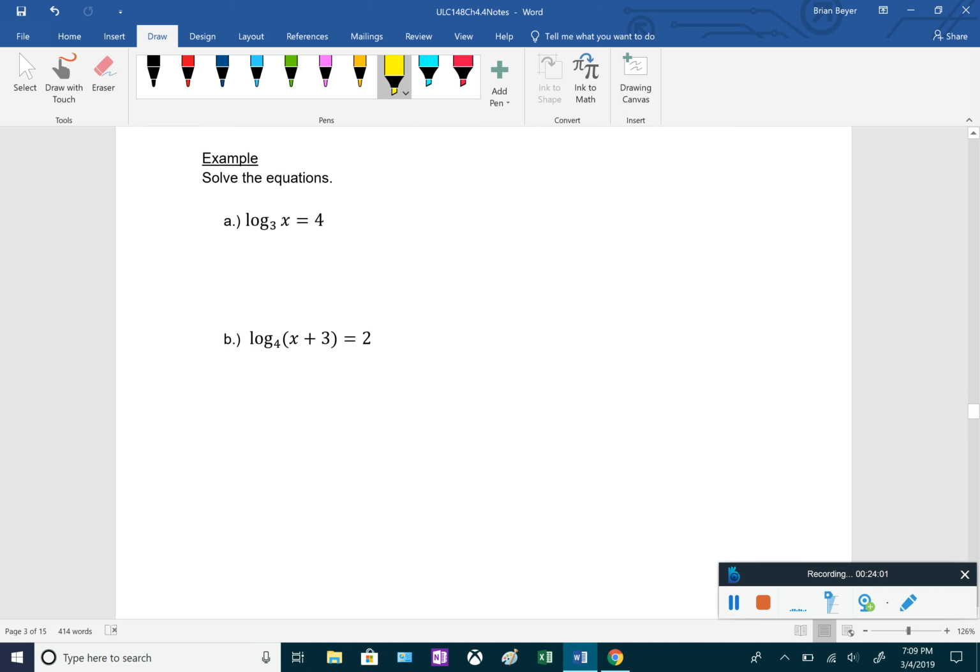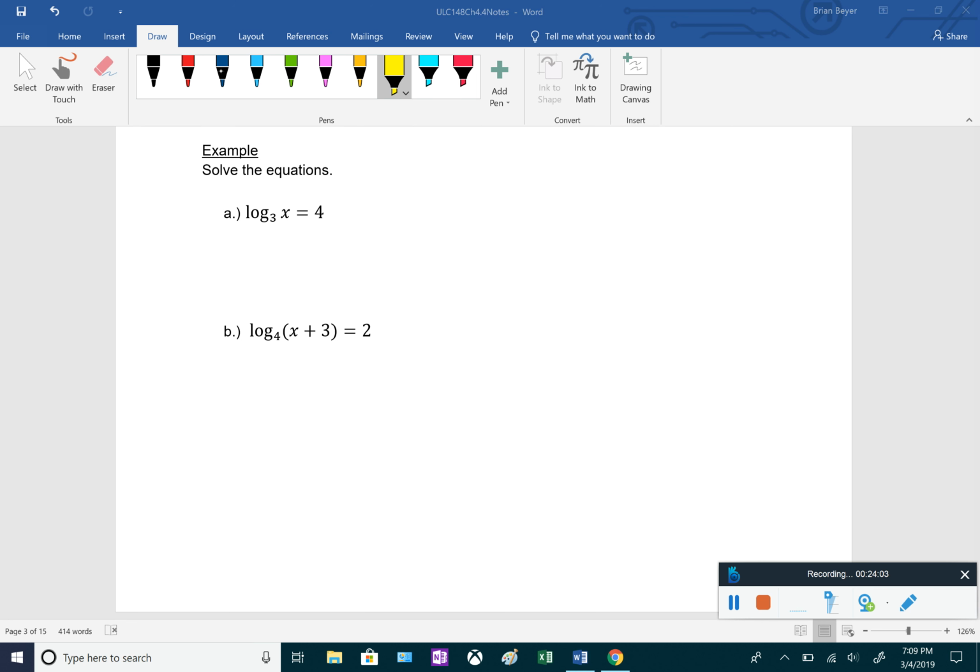Okay, so let's do some examples. So log base 3 of x equals 4. So isolate the logarithm. It's already isolated. So let's just convert this right into exponential form. So exponential form is going to be 3 to the 4th equals x. 3 to the 4th is 81, so we get x equals 81.